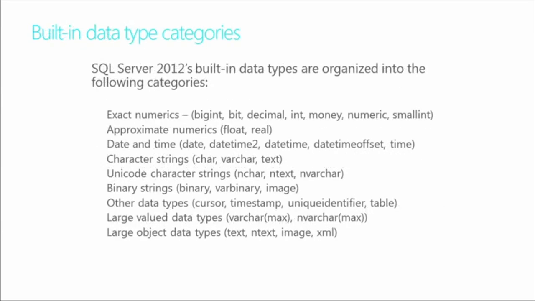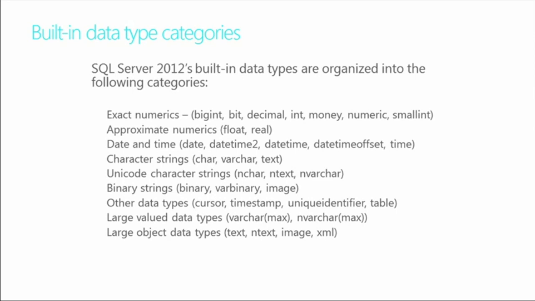Now, there are several categories provided with SQL Server 2012. I mentioned already we have exact numerics. We have bigint, bit, decimal, int, money. Approximate, float and real. Date and time, character fields, Unicode character strings. When you see the letter N before, that means it's Unicode, which provides support for the international languages. Then binary strings, and some unique data types like a timestamp or a unique identifier.